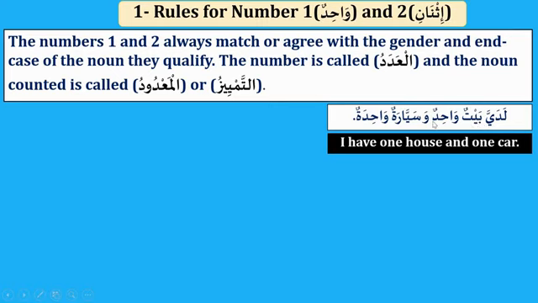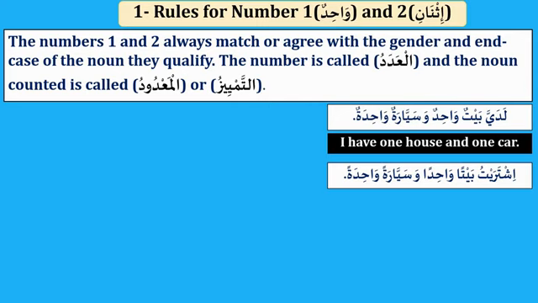As we see, for number 1 and 2, the number comes after the noun. It qualifies the noun like an adjective. The number must agree with the noun in terms of gender and end case. Both must have dhamma, both must be the same gender. Baytun wahidun, one house, wa sayyaratun wahidatun, and one car. Ishtaraitu baytan wahidan wa sayyaratan wahidatan.